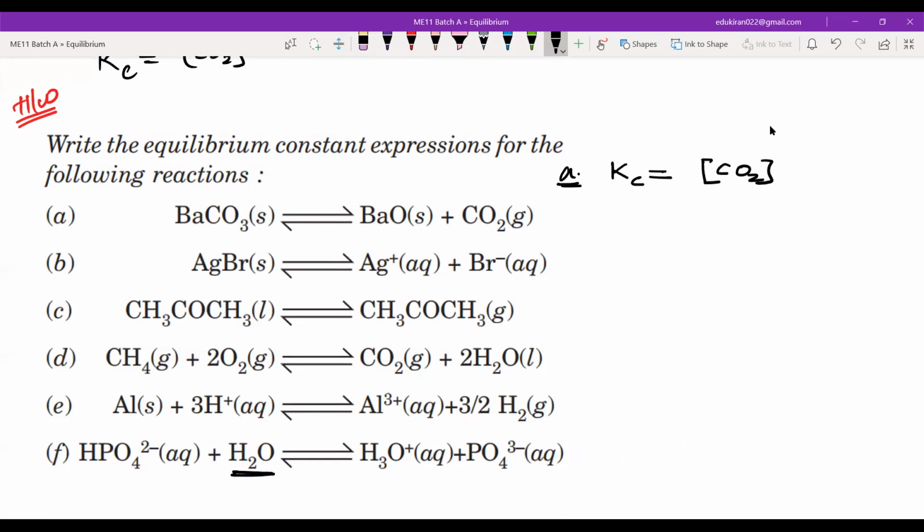Also see here that it is H2O. H2O means water, that is liquid. You don't have to take this. Similarly, this liquid, you don't have to take this liquid. So keep in mind these things, and then you have to write till A, B, C, D, E, and F.